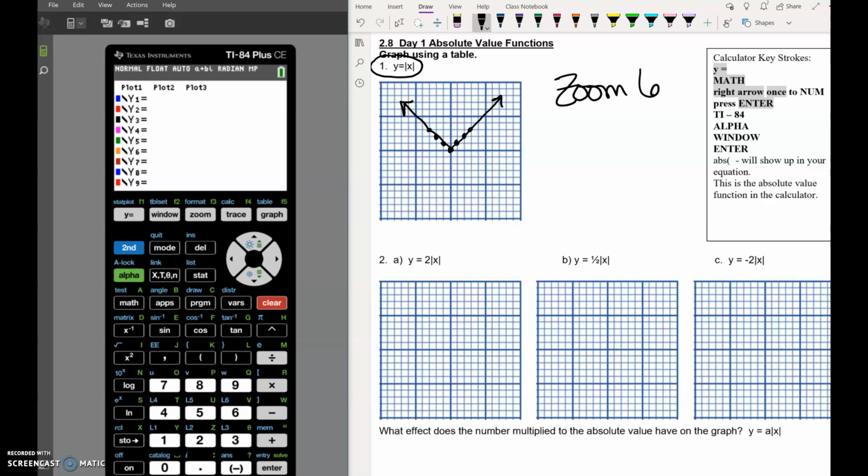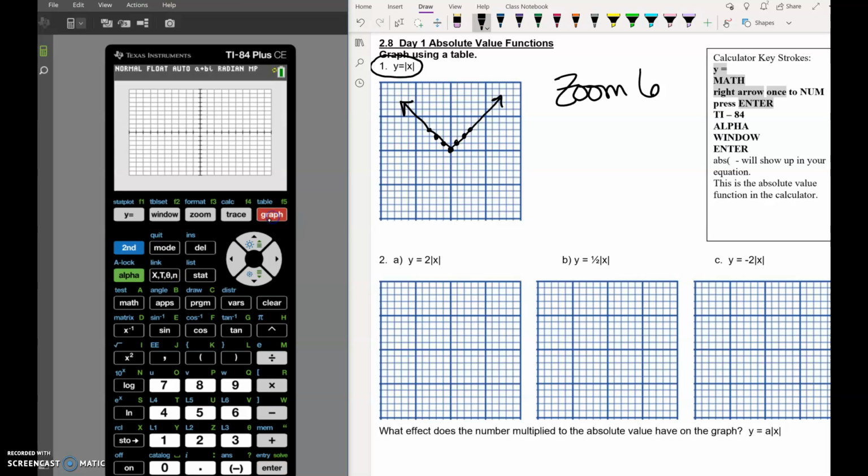We want 2 times the absolute value of x. So 2, how do we get the absolute value? Math over 1, or over enter, math right enter, and enter our x, and graph.